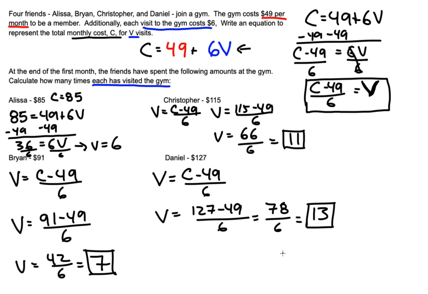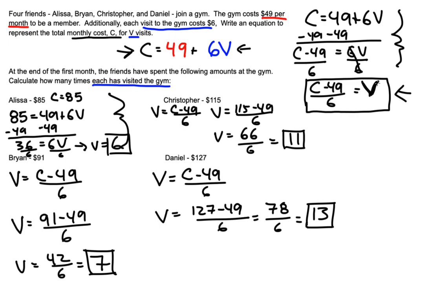But the point that I'm showing you here is that we could have done it using our original equation, C equals 49 plus 6V. In fact, that's what we did for Alyssa. But look how much harder Alyssa's was. We had to do all this stuff over here for Alyssa to find out that V equaled 6. Instead, if we did all this stuff once, which we did here, we used a literal equation and then came up with an equation for the variable we wanted, in this case, V.